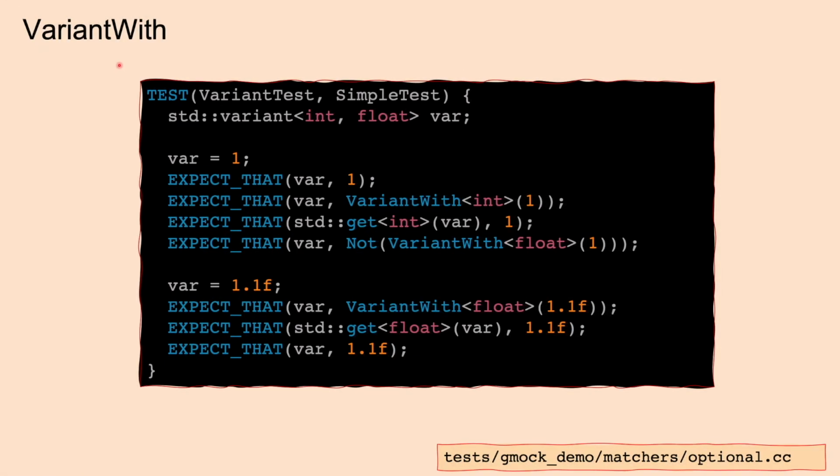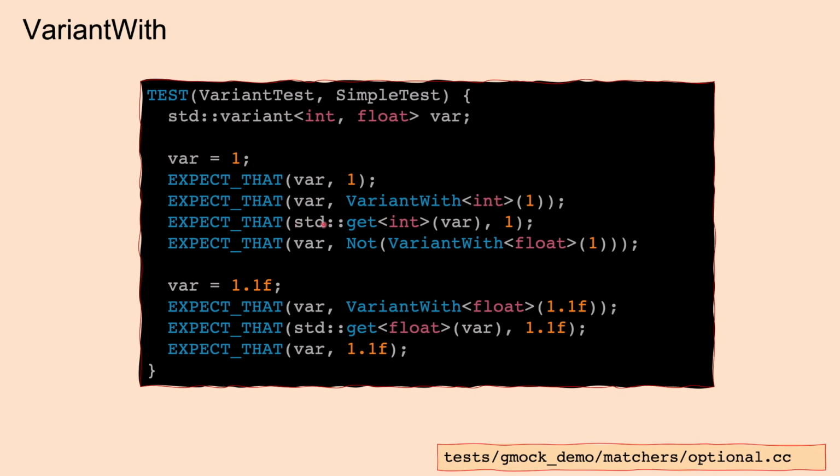Up next, variant with matcher. This matcher is useful when you have std variant in your code. Remember that std variant is very similar to union in plain old C, where your variable can have either of the types that come in here. So this variable can be either an integer or a float. Now, if you're using the integer part, by assigning an integer to this variable, I can then say expect that this variable's value is 1, or if I want to highlight and emphasize that this is a variant, I can say expect that var is a variant with type integer and value 1.